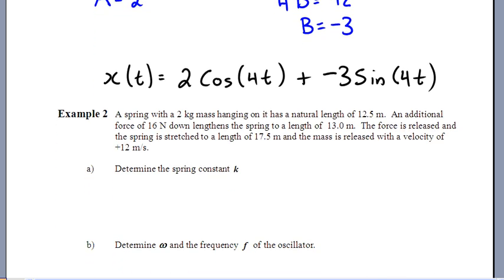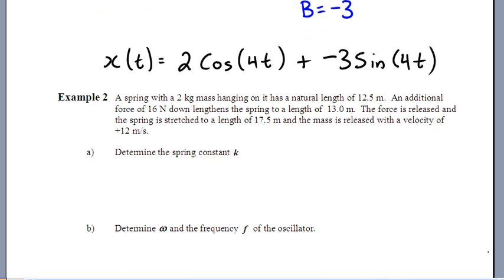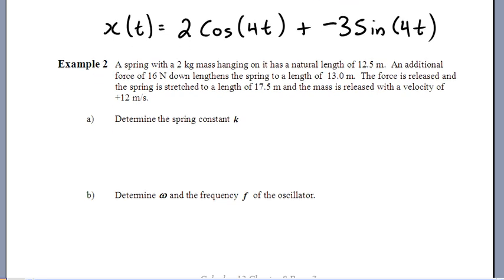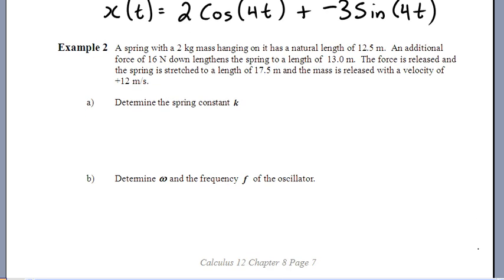So example 2, a spring with 2 kilograms hanging on it has a natural length of 12.5 meters. Okay, so it's just kind of sitting there hanging, maybe from some sort of support, right? So there's the roof, and this spring is just sitting there with 2 kilograms on it, right? That's the equilibrium position, and it looks like it's 12.5 meters long, right? So this whole thing just sitting there like that, 12.5 meters.